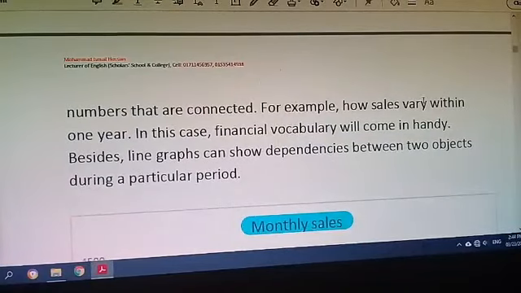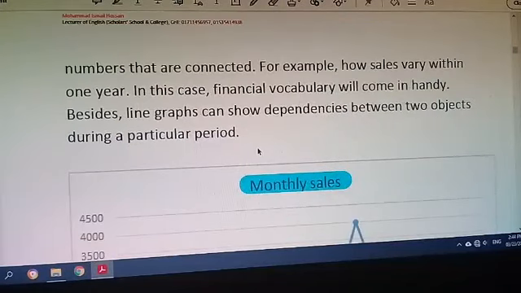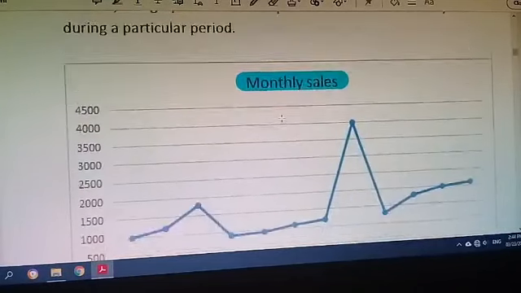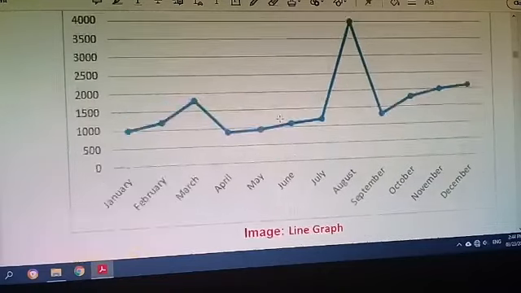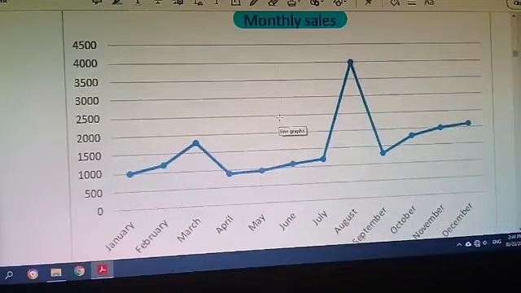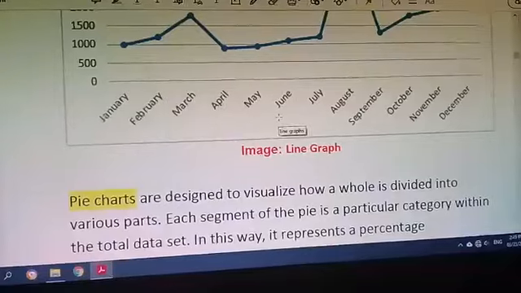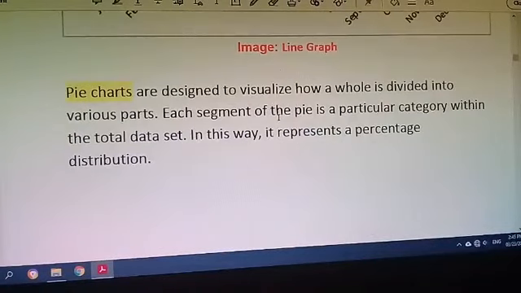For example, how sales vary within one year. In this case, financial vocabulary will come in handy. Besides, line graphs can also show dependencies between two objects during a particular period. Now you can see here a line graph. You can see this is line graph.